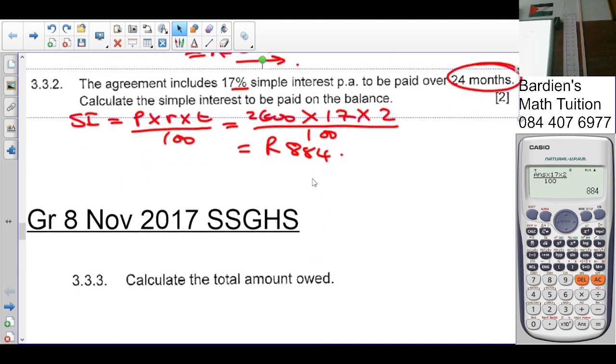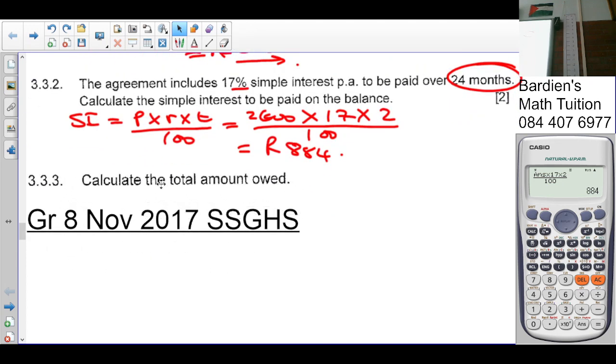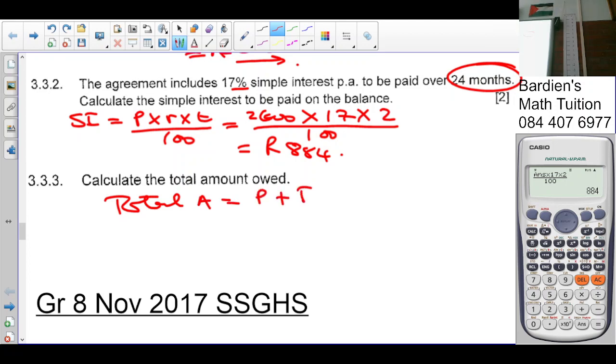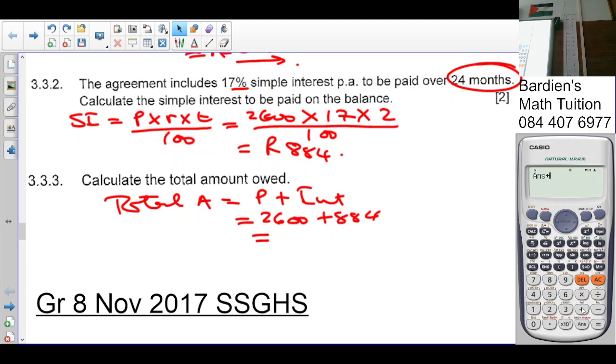In question 3.3.3, calculate the total amount owed. Your A value is going to be your principal plus your interest. The initial loan amount is 2,600 plus 884, which gives us 3,484 Rand.